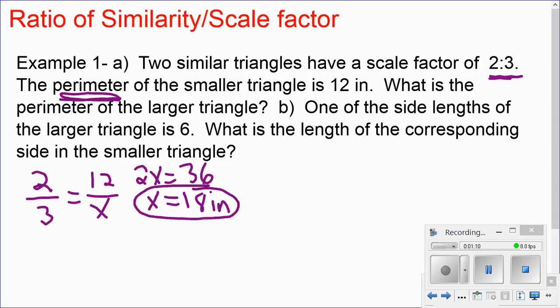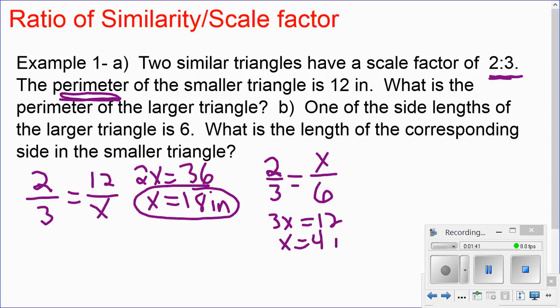Okay, second part of the question: one of the side lengths of the larger triangle is 6. What is the length of the corresponding side in the smaller triangle? Once again, we're talking about linear measurements, so I'm going to use R, which is 2/3, the scale factor. I'm going to set that equal to, it says one of the sides of the larger triangle, so 6 is in the denominator, x is in the numerator. Cross multiply: 3x equals 12, 2 times 6, which is 12. Divide both sides by 3, I'm getting x equals 4, and we're talking about inches here. So the length of the corresponding side in the smaller triangle is 4 inches.